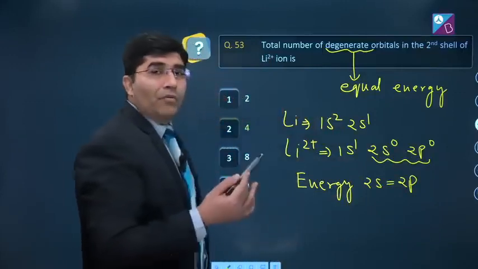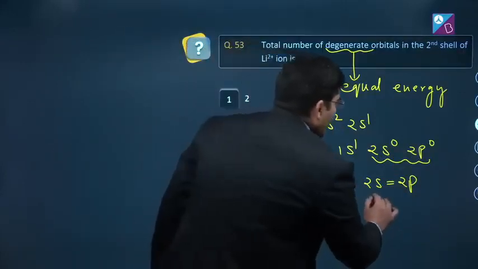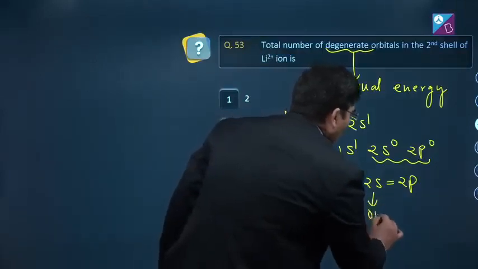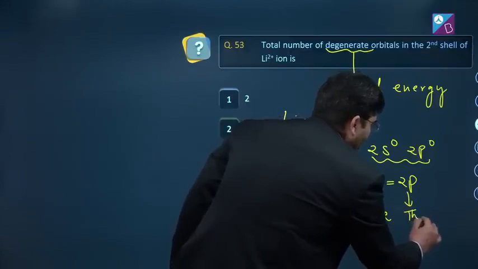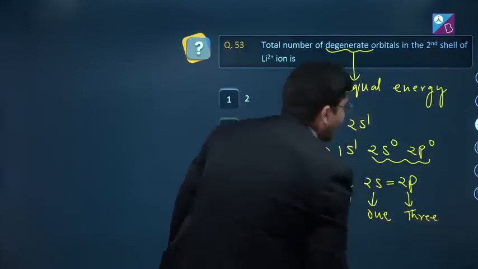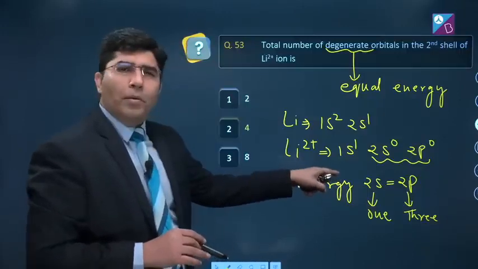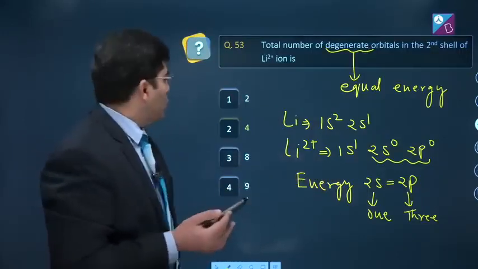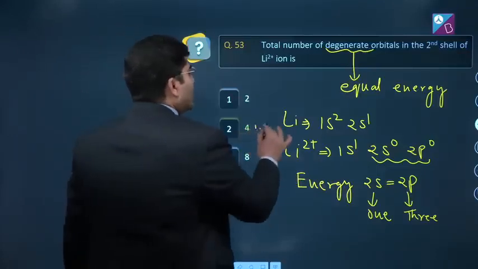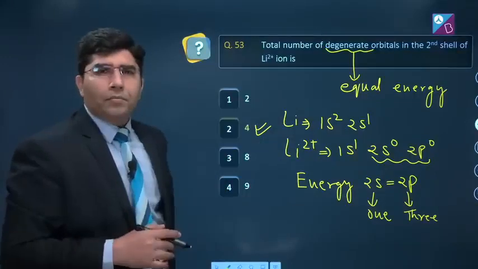And if we talk about orbitals, in 2s there is 1 orbital and in 2p there are 3 orbitals. So we can say that 1 orbital of 2s and 3 orbitals of 2p, they will have the same energy. So the total number of degenerate orbitals will be equal to 4. सिंपल हो गया है ना.